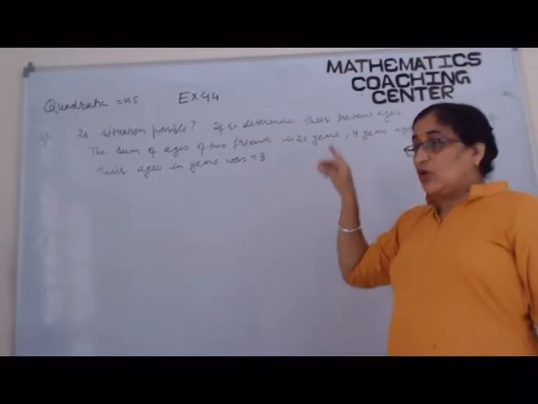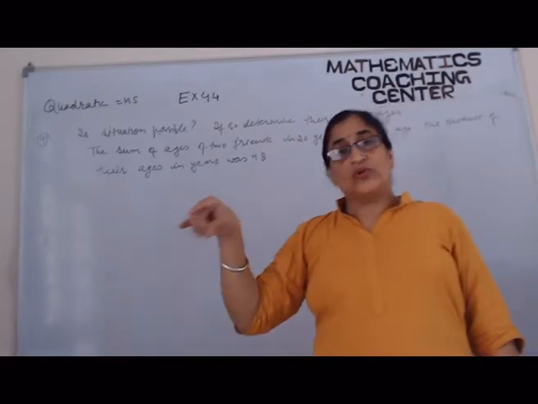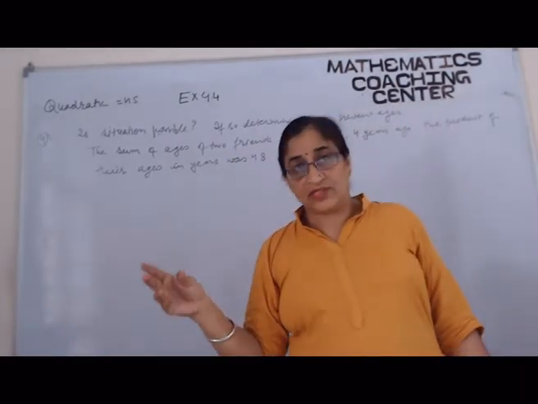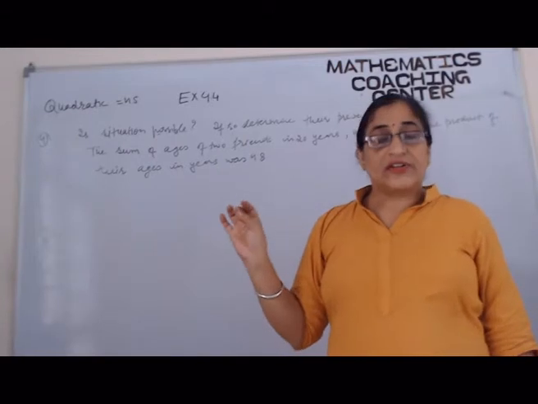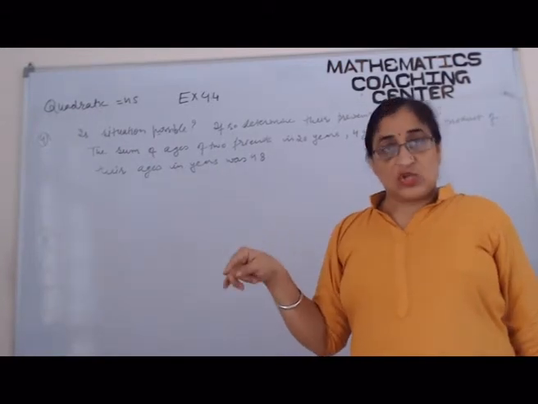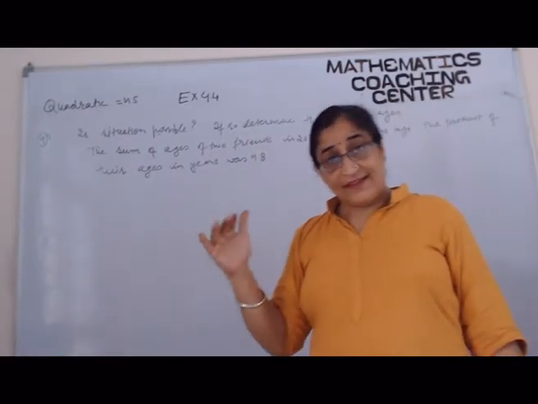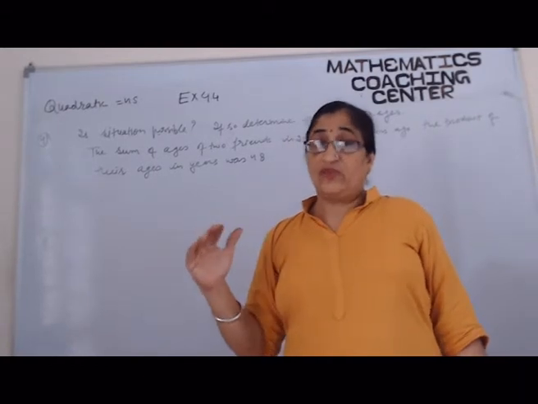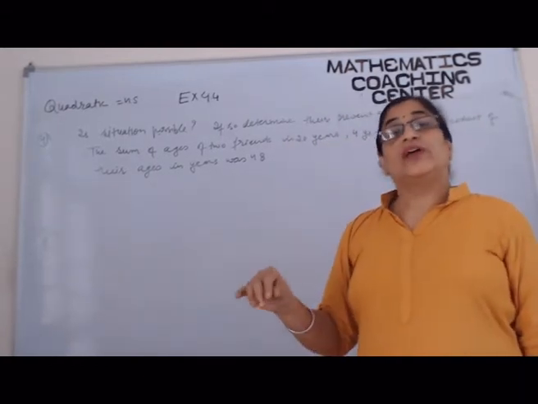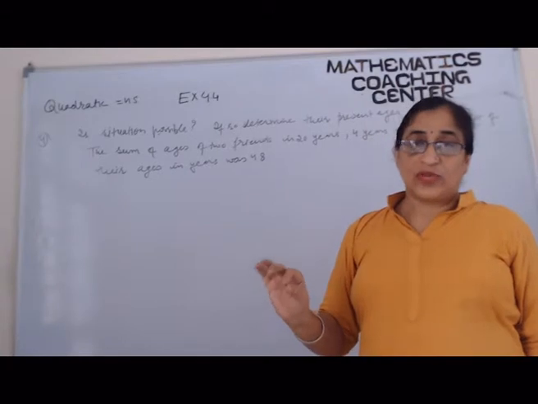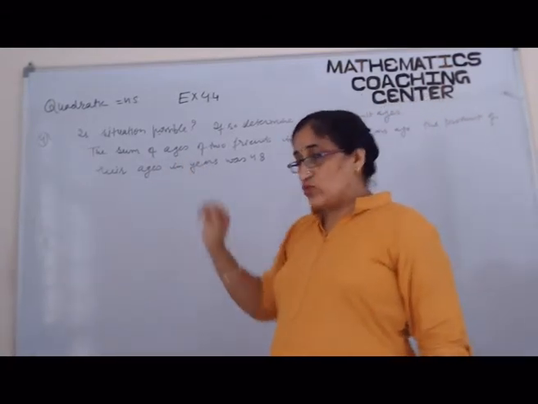Now, is it possible? You have to find d, the discriminant. If d is greater than 0 or d is equal to 0, then you can say yes, it is possible. Now if d is less than 0, then it is not possible. Okay, now you have to solve this question.